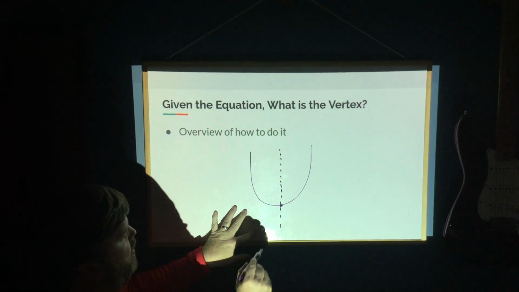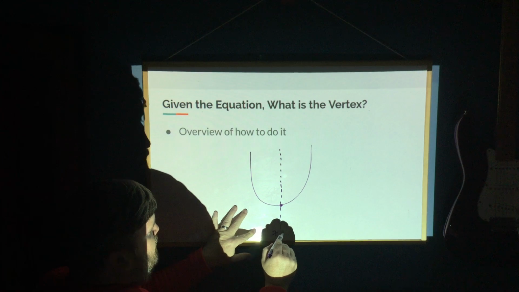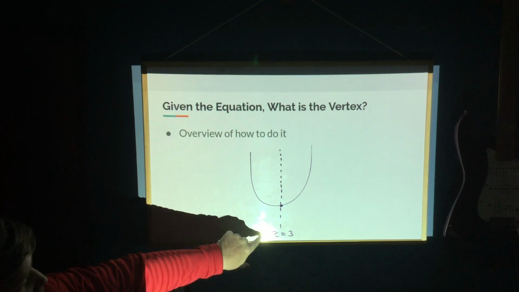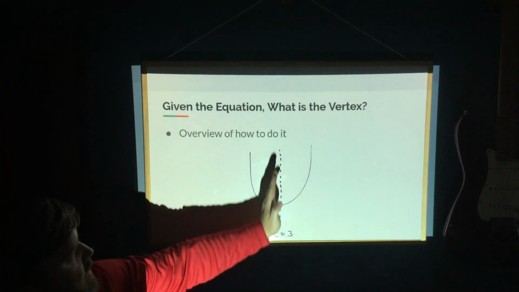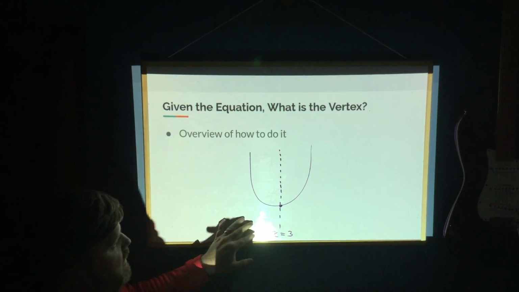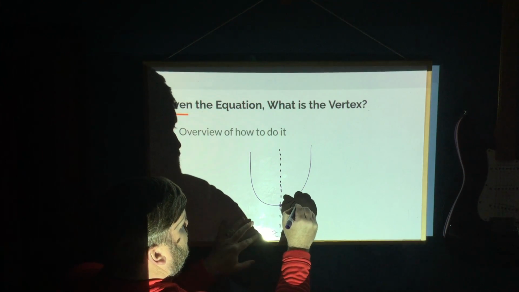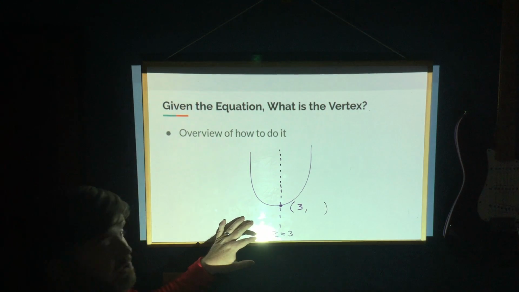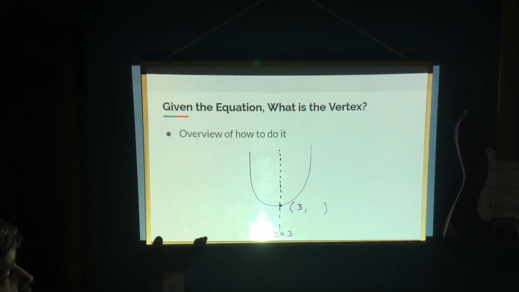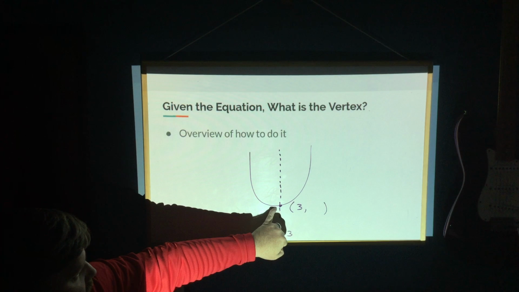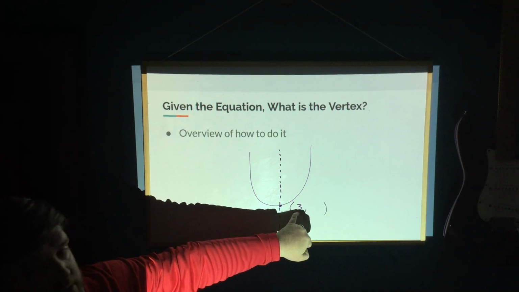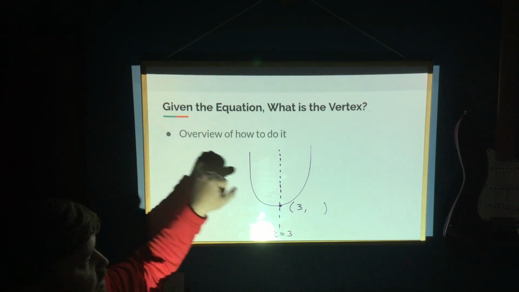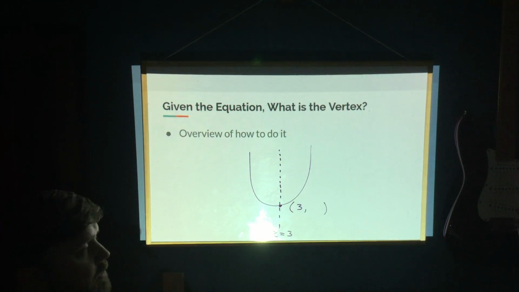Well, if we know the x value, let's just pretend this is x equals 3, that means every x value on this line is equal to 3, including this vertex. So if we know how to find the axis of symmetry, which we just learned how to do, that'll give us the x-coordinate for the vertex. To find the y-coordinate, you'll plug it back into the equation, solve for y, and we'll get the y-coordinate.